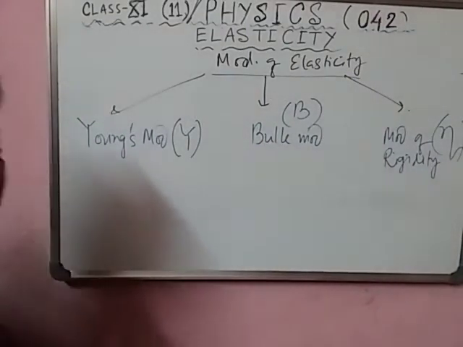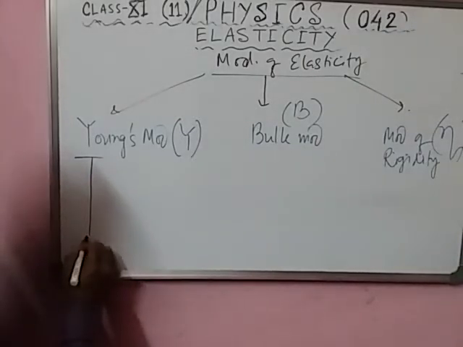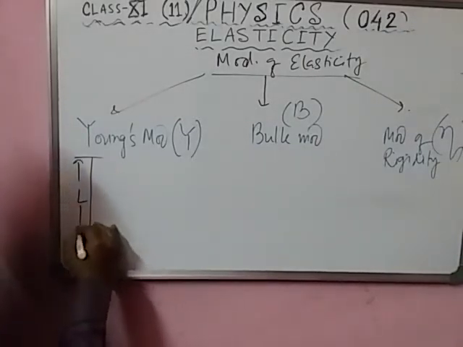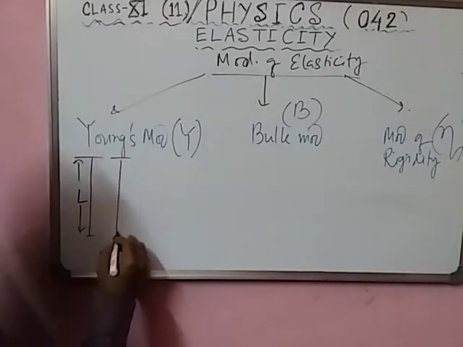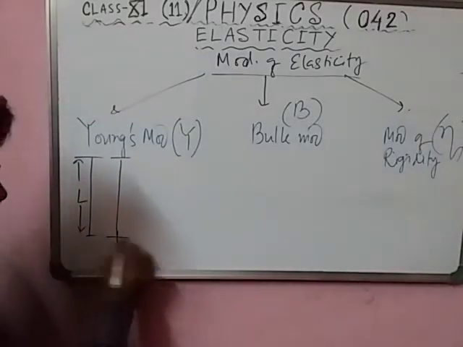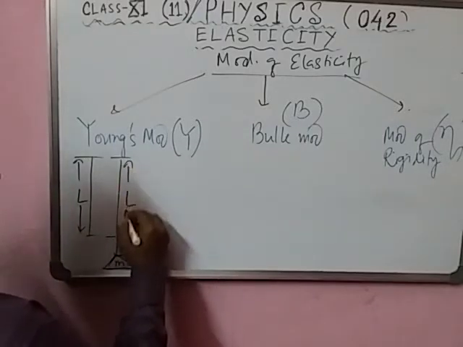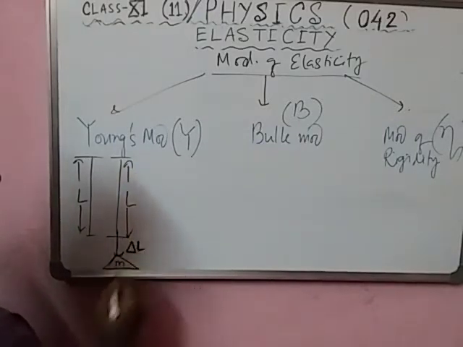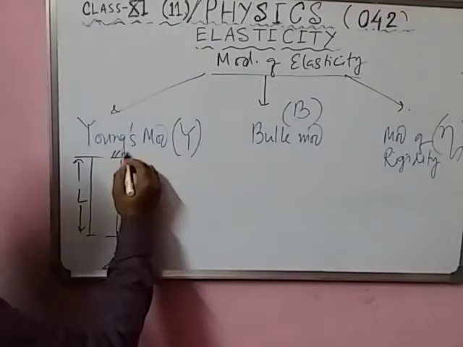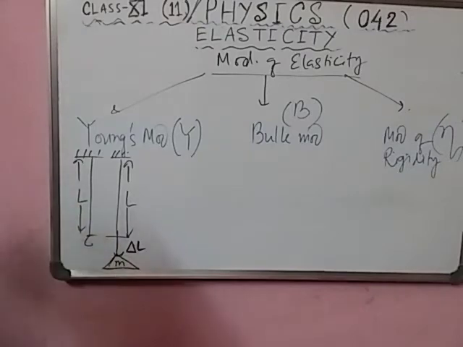Students, suppose you have a wire like this, and the length of the wire is capital L. Now suppose you hang some weight, meaning a mass, with some hook, and the length is elongated by delta L. So this is the original length, and the elongation, change of length, is delta L. There is a fixed support by which the wire is hanging.